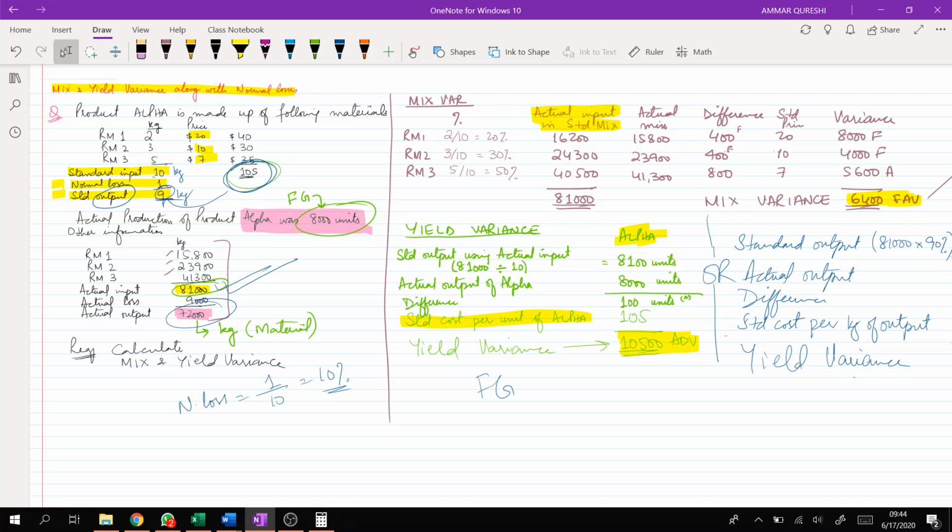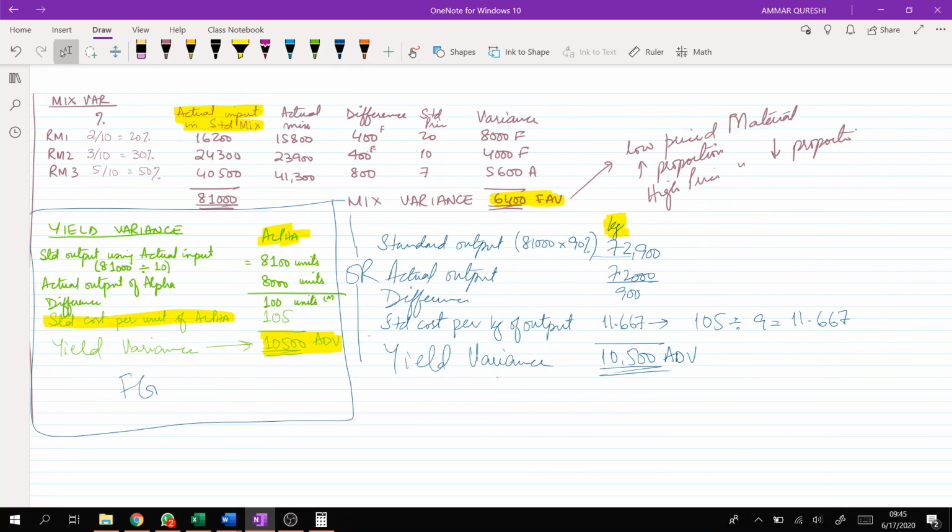If in the calculation of yield variance we are using finished product, then there will be no impact of losses, because in this situation we haven't seen any treatment of losses. But in case of losses, if we are using output in terms of kilograms, then there will be some treatment of losses. Only then you can identify losses in the question, in the solution, right?